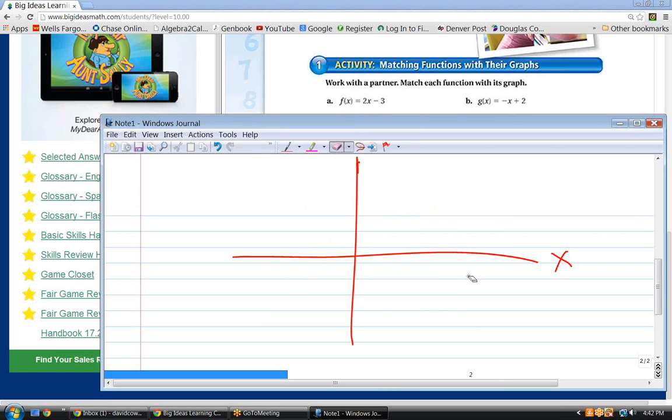I can also have reflections about the y-axis. You won't see it with a quadratic, but if I reflected that straight line about the y-axis, it would become that. And you get reflections about the y-axis when you have the negative sign inside the function rather than in front of the function.